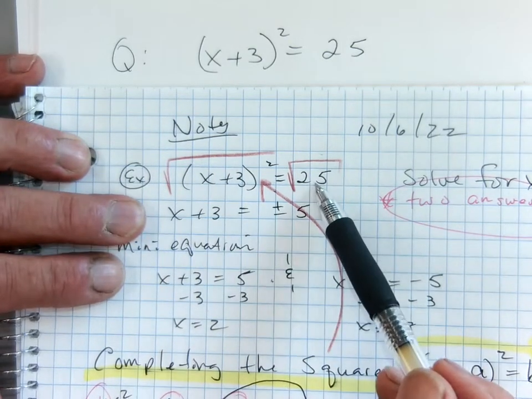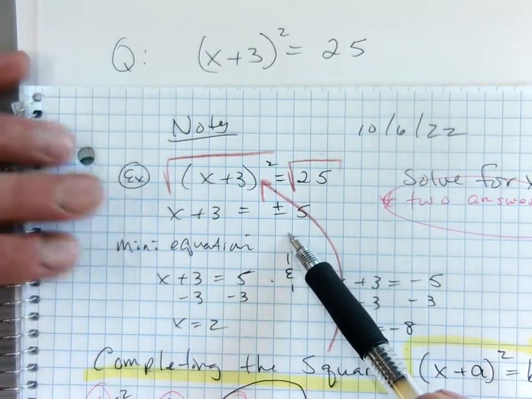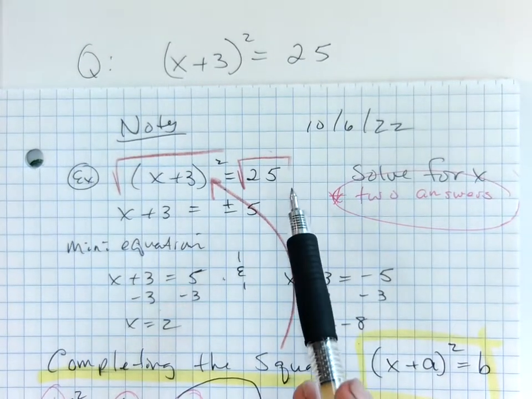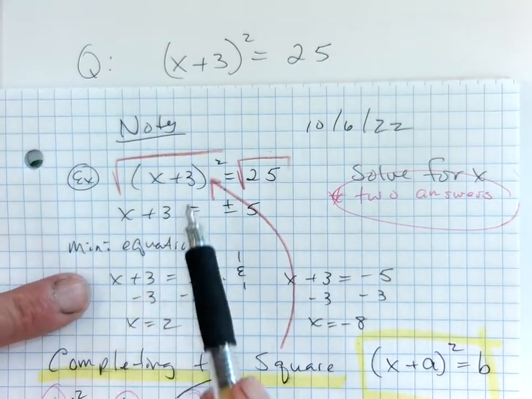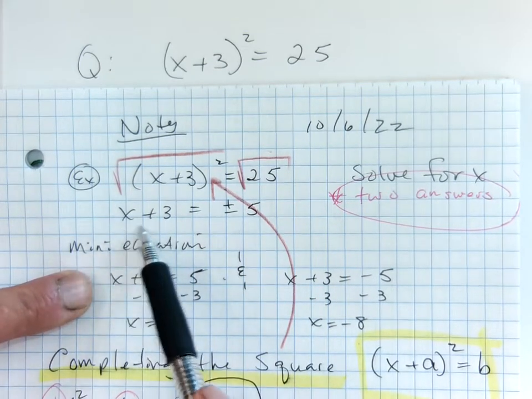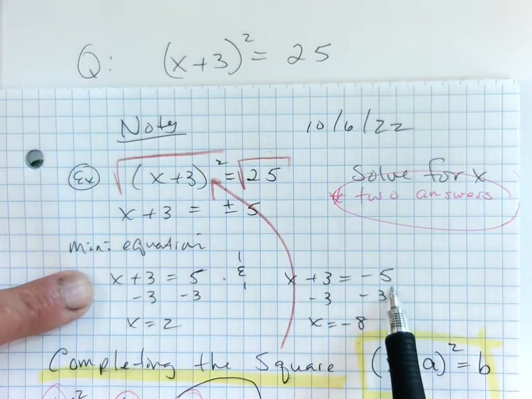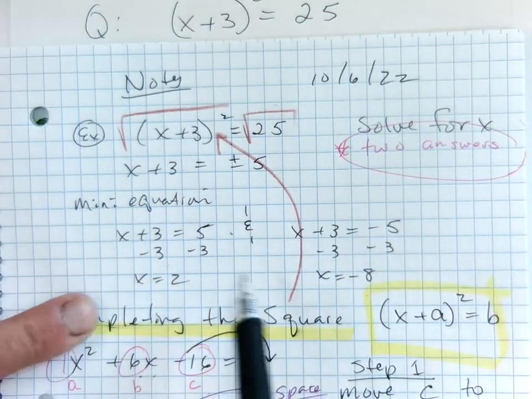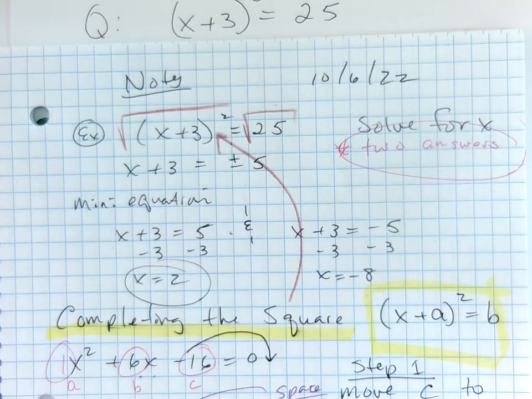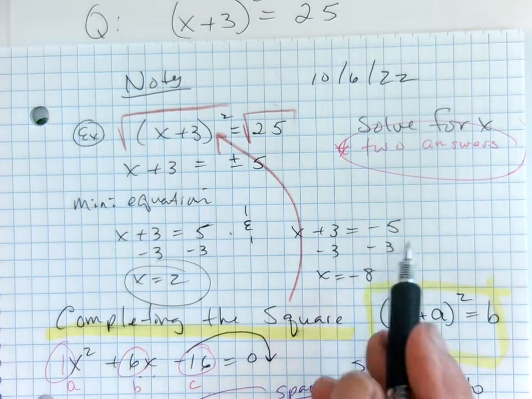So all I'm left with is x plus 3. But I took the square root of 25, which is plus or minus 5. Have to have two answers, right? So I'm going to solve for x. I'm going to make my mini equation. I have x plus 3 equals positive 5, and x plus 3 equals negative 5. Okay, then I just solve. Minus 3, one answer is negative 2, and then minus 3, the other answer is negative 8.